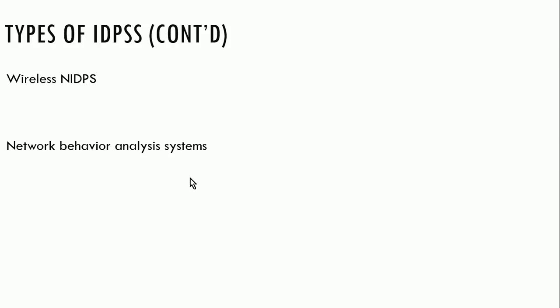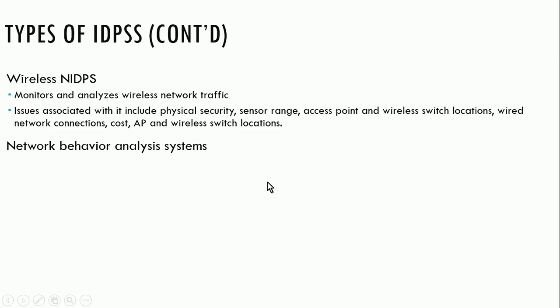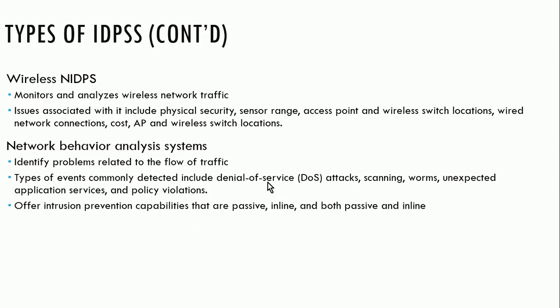So you have wireless network intrusion detection systems, which monitor and analyze wireless network traffic. There are some issues that are associated with it: physical security, the range, the access points being compatible, and so forth and so on. But it's certainly one option.